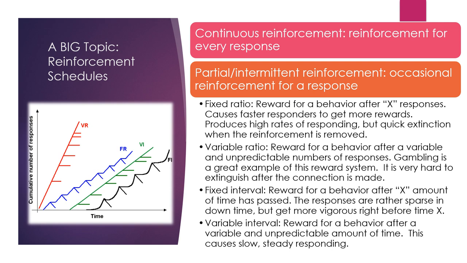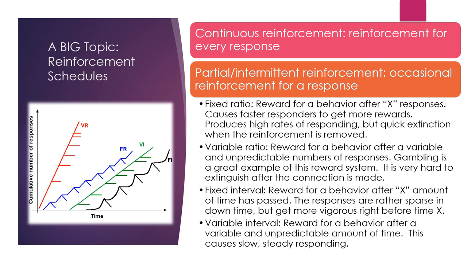Ratio schedules are based on a certain number of responses being required before a reinforcement occurs. And interval schedules are based on, again, a behavior needing to occur for reinforcement happening. In this case, a certain amount of time has to pass before that behavior is reinforced. Ratio schedules can actually happen in two forms. You can have fixed ratio schedules where a certain number of responses have to occur before reinforcement is handed out, and variable ratio schedules where you could have maybe an average number of times that something has to happen, but it varies, as the name implies, from moment to moment as to how many responses need to occur before reinforcement's administered.